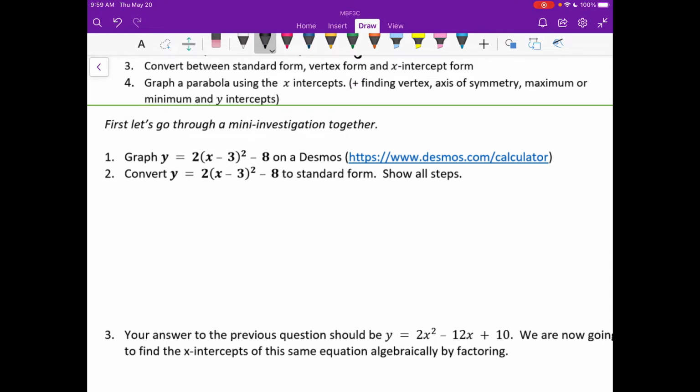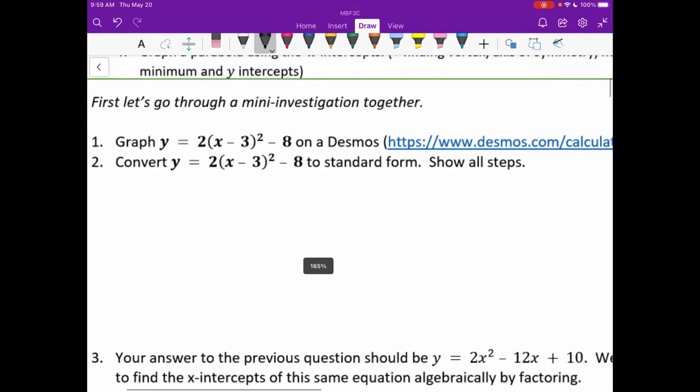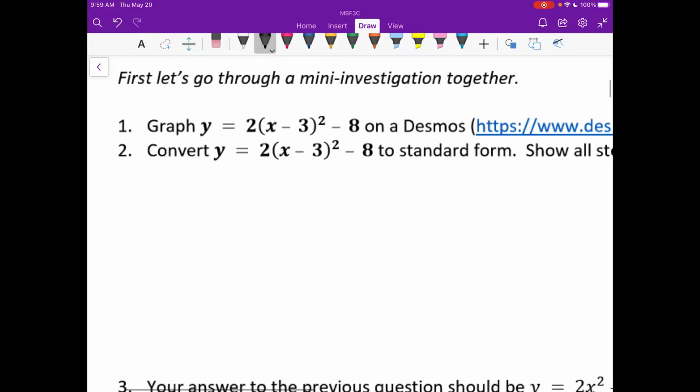Then it's going to say, okay, step 2 is convert y equals 2(x minus 3) squared minus 8 to standard form. So we're going to convert this to standard form the same way that we did in our first couple of lessons. We know that this is (x minus 3) squared, so it's going to become 2 times (x minus 3)(x minus 3), right? Not x squared minus 3 squared. So then that's what it looks like.